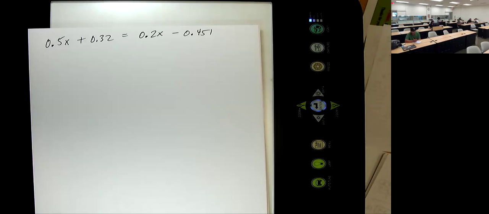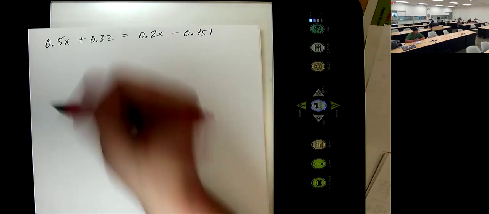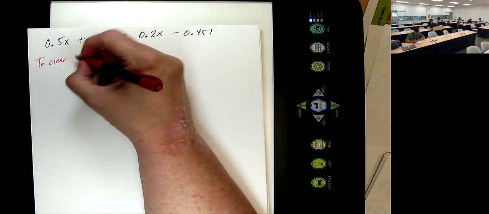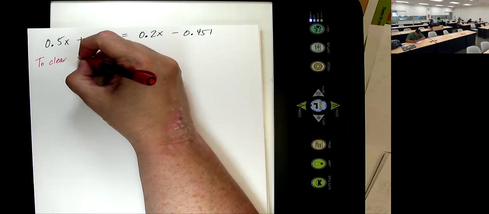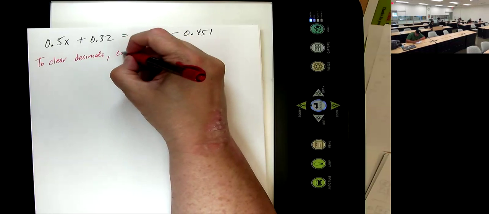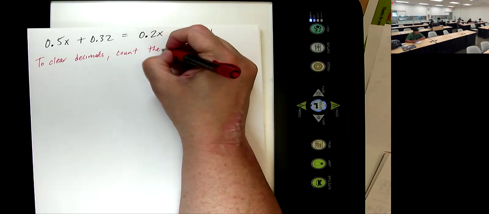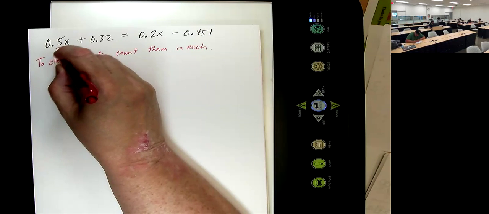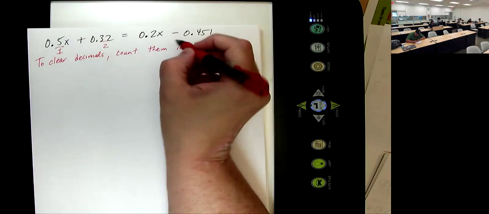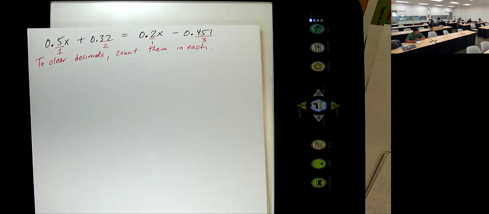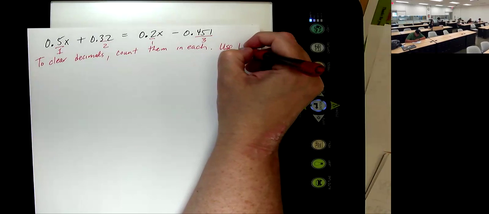Easiest way to solve this problem, easiest way to clear fractions, or not fractions, to clear the decimals: count the decimal places. Count them in each. There is 1 in that one, there's 2 in that one. There's 1 here and there's 3 here. Use the largest count.